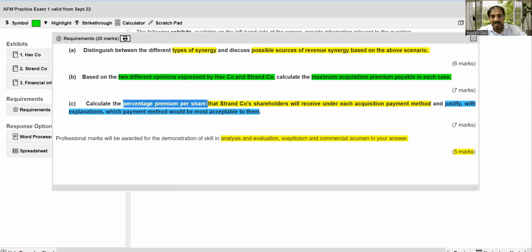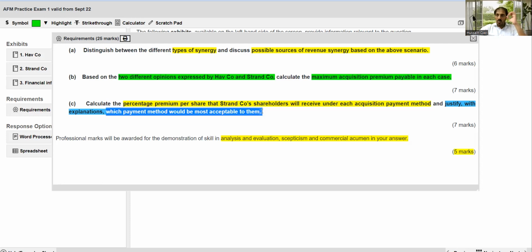Calculate the percentage premium per share Strand Company shareholders will receive under each acquisition method, and justify with calculation which payment method would be most acceptable to them. So with this part of the question, number one, first the calculation of the premium per share, or the gain percentage, with respect to the target company only.